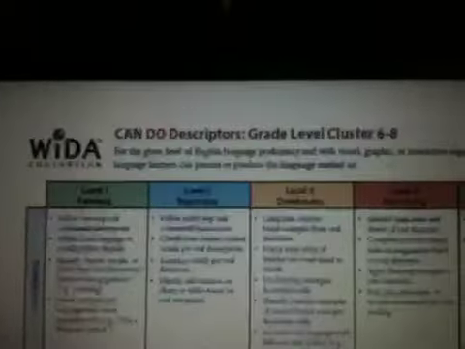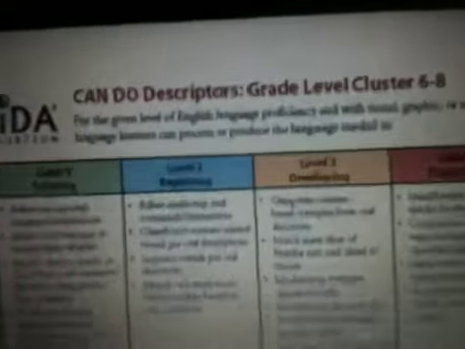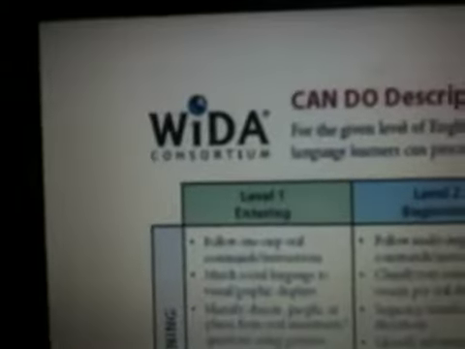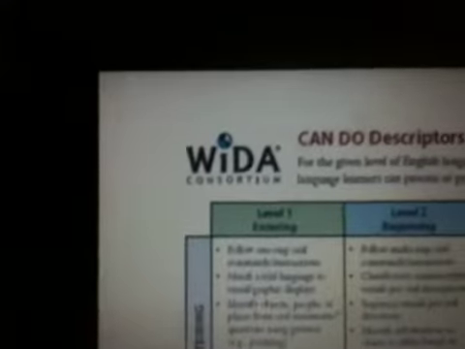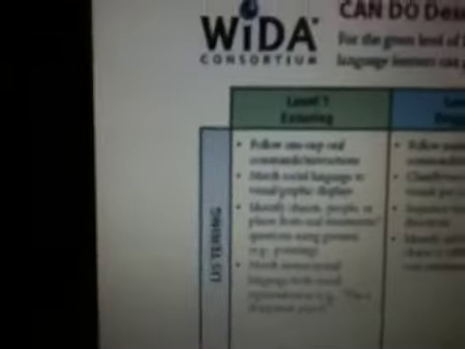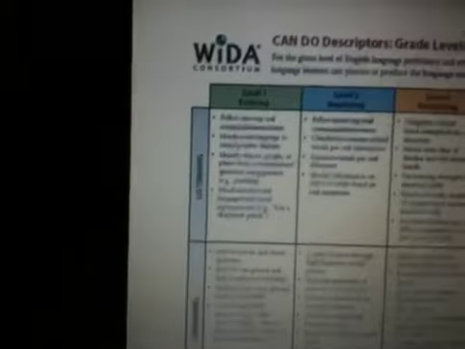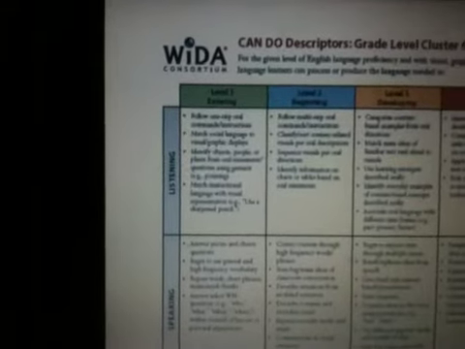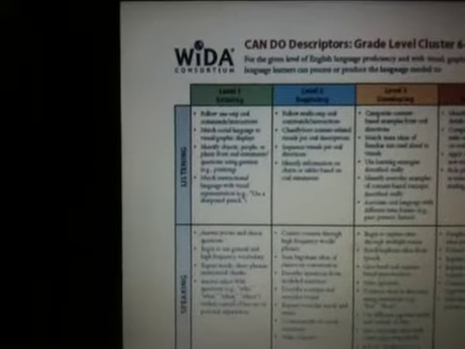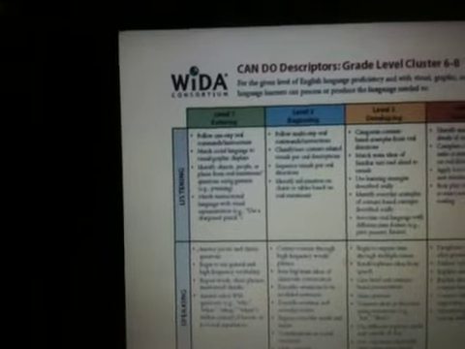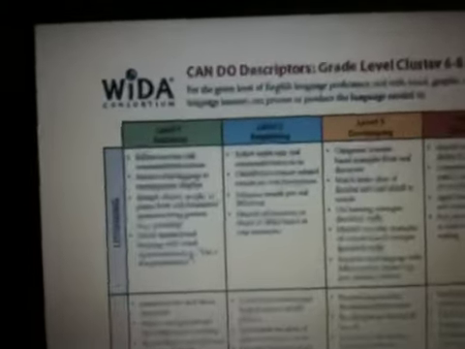This is the WIDA can-do descriptors, and you can find these on the internet. That's how I did it. Level 1, entering. Level 2, beginning. Level 3, developing. And this is in the listening category. So I'm looking at the grade cluster 6 through 8. And when I look at level 1.9, which is what she is in listening: follow one-step commands and instructions, match social language to visual graphic displays, identify objects, people, or places from oral statements and questions using gestures, and match instructional language with visual representation.